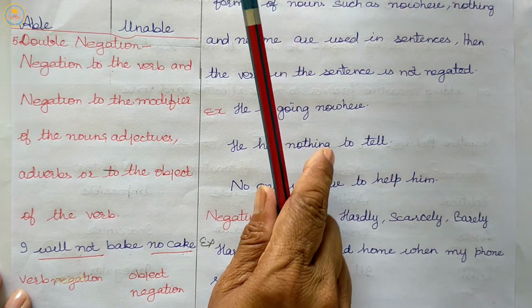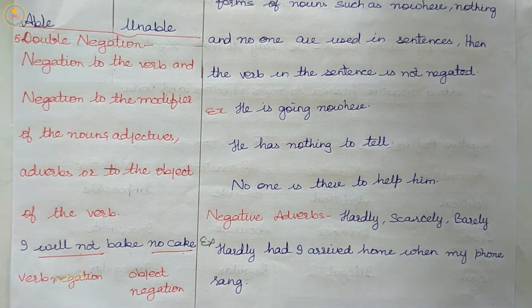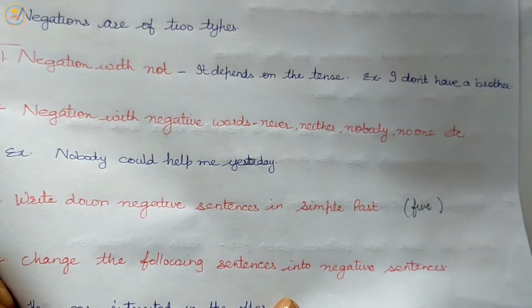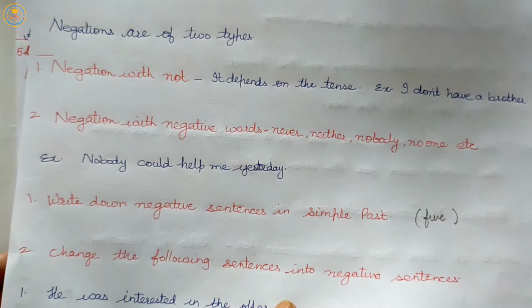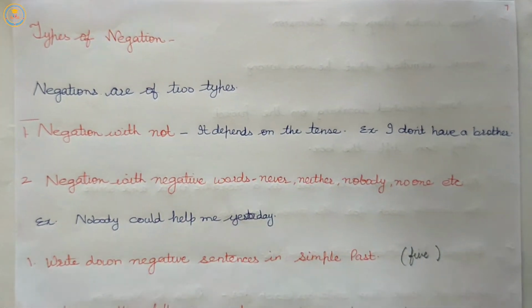And here are some tip words, negative adverbs, and negative verbs you have already read according to the tenses. So, thoroughly read the rules given over here. Our next topic is types of negation. Negations are of two types, which means you can easily divide negation into two different types.